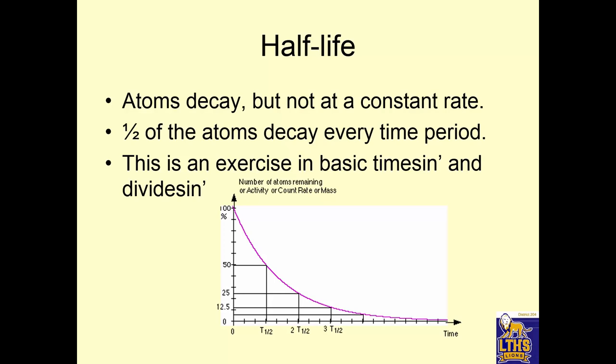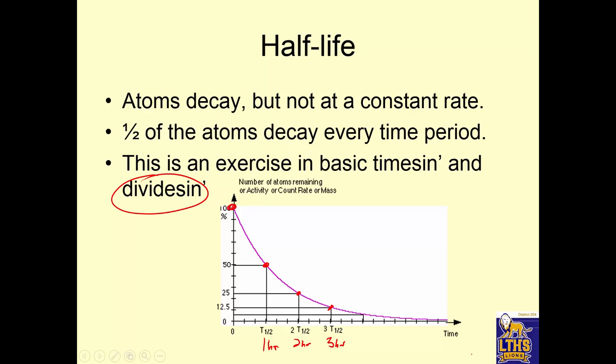This is a big deal here. Half the atoms decay during every time period. So this is just an exercise in basic multiplying and dividing, and really it's probably just dividing. Let's say something has a half-life of 1 hour. If I have 100% of it, in 1 hour I will have 50% of it. In 2 hours, another half-life, I would have 25%. In 3 hours, it would be that.